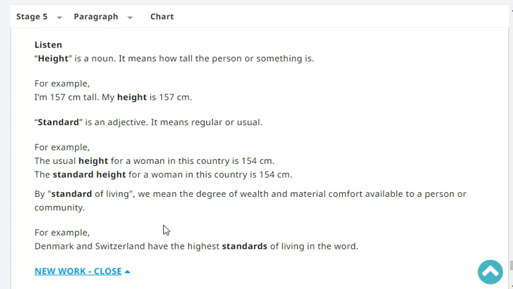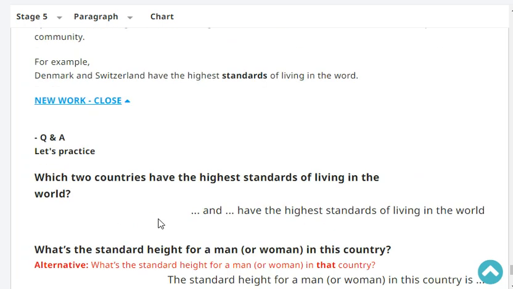By standards of living, when we say standards of living, we mean the degree of wealth and material comfort available to a person or community. For example, Denmark and Switzerland have the highest standards of living in the world. Let's practice. Which two countries have the highest standards of living in the world? Denmark and Switzerland have the highest standard of living in the world.